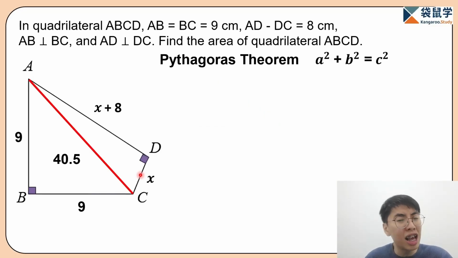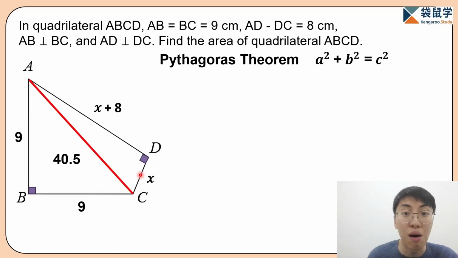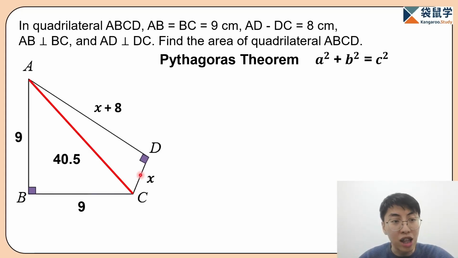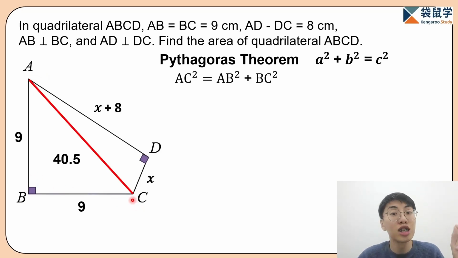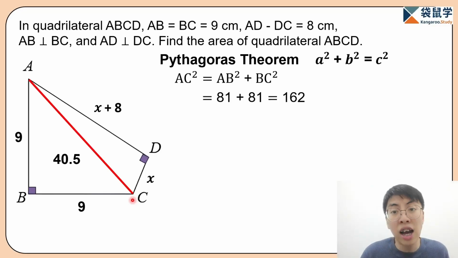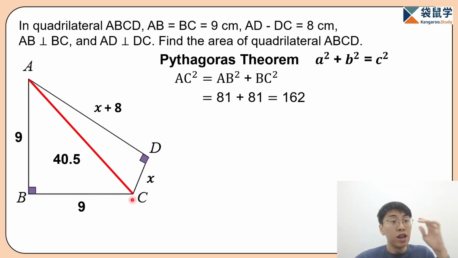So with that, let's jump straight back to our question. Now, I know that AC squared equals AB squared plus BC squared. Substituting the values in, I know that it equals 162. So this line AC squared is equal to 162.